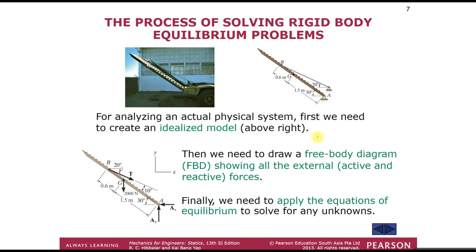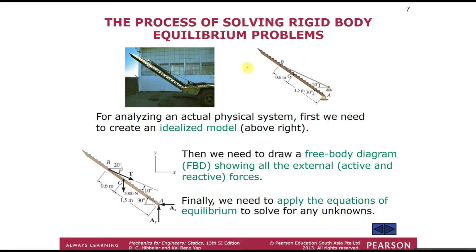So what is the process of solving rigid body equilibrium problems? For analyzing an actual physical system, first we need to create an ideal model, which we think would be the equivalent of the actual system itself. We draw it with all the necessary information that we put in.